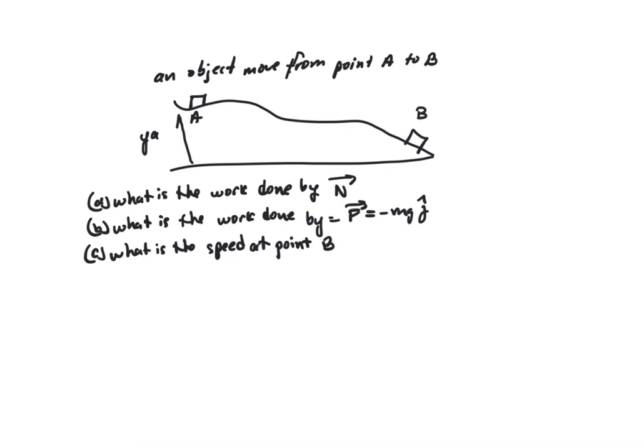All right, so let's do exercise 4 in test 2 part 1. It's saying an object moved from point A to point B, so it's traveling in this direction. And it's asking, for part A, what is the work done by the normal force?